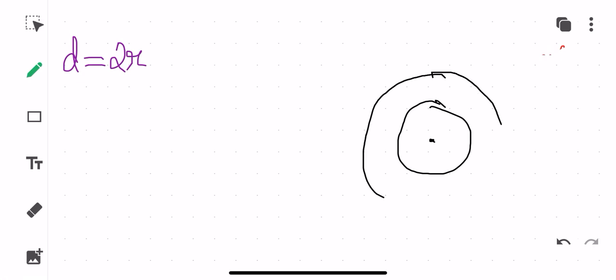So concentric circles means the circles which have the same center but different radii. Suppose this is my center, and with this center I am drawing a circle. Then with this same center I am drawing another circle, but now my radius is different. So these two circles are called concentric circles.